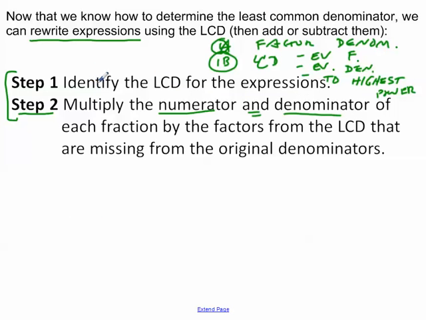Well, let's go back to our steps, I guess. Identify the lowest common denominator. We did. Multiply the numerator and denominator of each fraction by the factors from the lowest common denominator that are missing from the original denominators. So multiply numerator and denominator by what's missing. Those are probably the important words there.